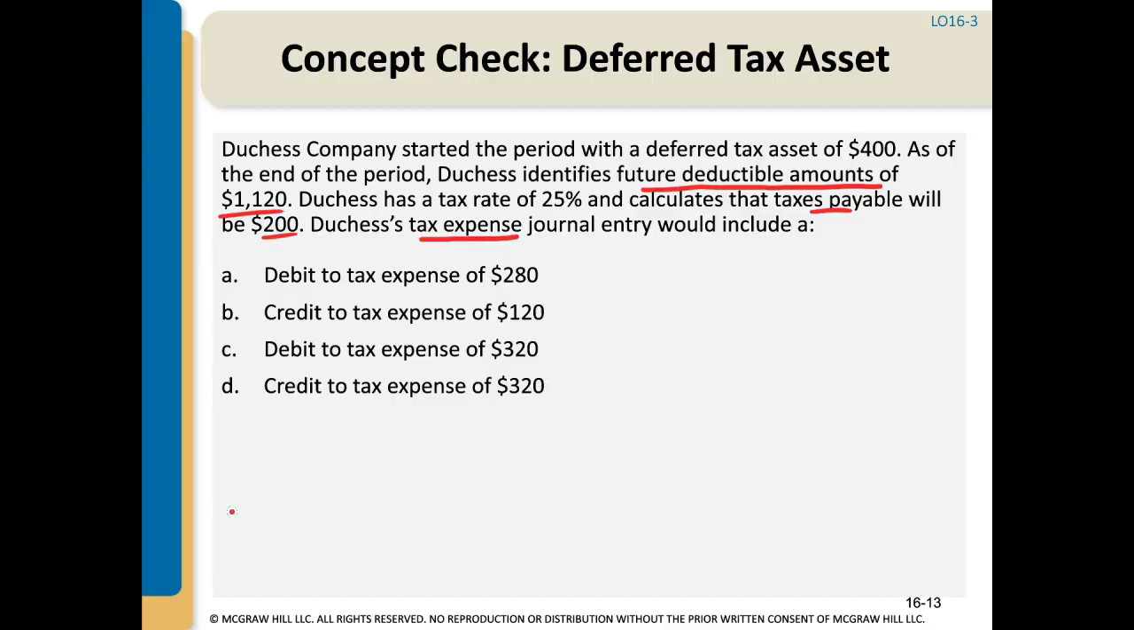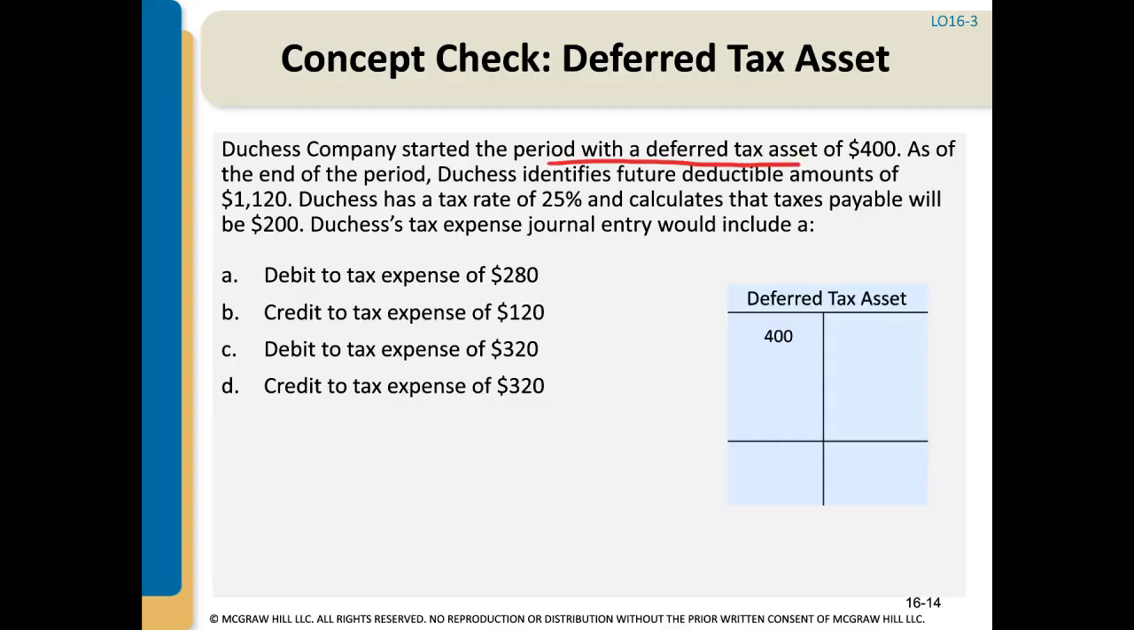Always make sure to look at your question to see what it is asking you. In this situation, it's asking you for your income tax expense. So let's take this step by step. First, we're told that they started with a deferred tax asset of $400. So we're going to do our T account and have a beginning balance of $400.